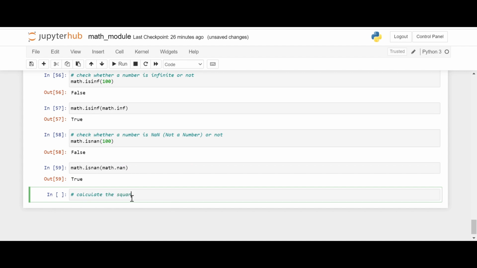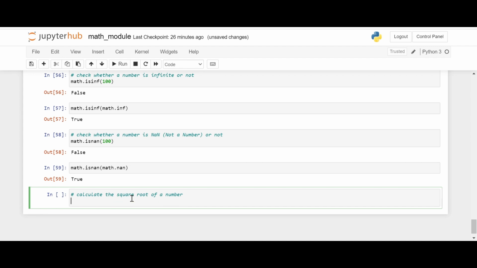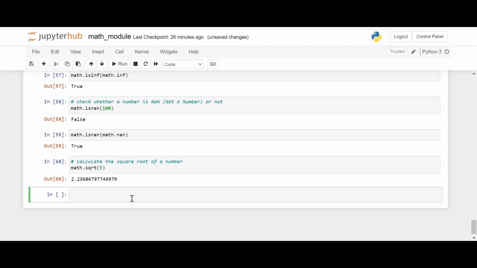Calculate the square root of a number. Math.sqrt. So the square root of 5 is equal to this.